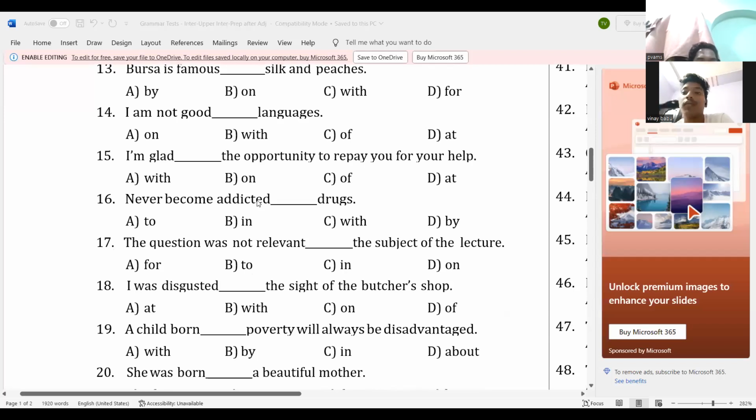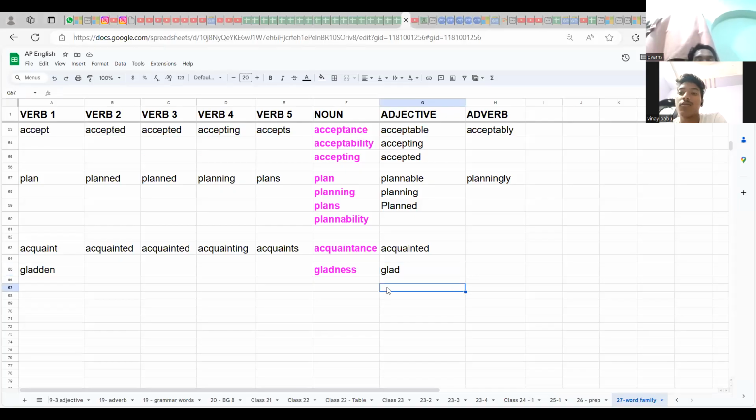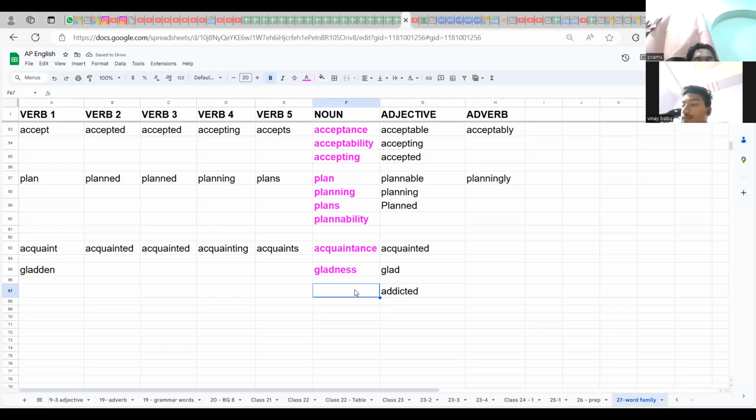Now, here. Addicted. Look at the addicted. Never become addicted to drugs. So, addicted. Quickly tell those three words alone. Addicted is going to be here. What is going to be here? Easy. Addicted. No, it's a verb. Addiction. It's going to be addict. Very quickly, you do this. So we can cover most of the things here by doing this.